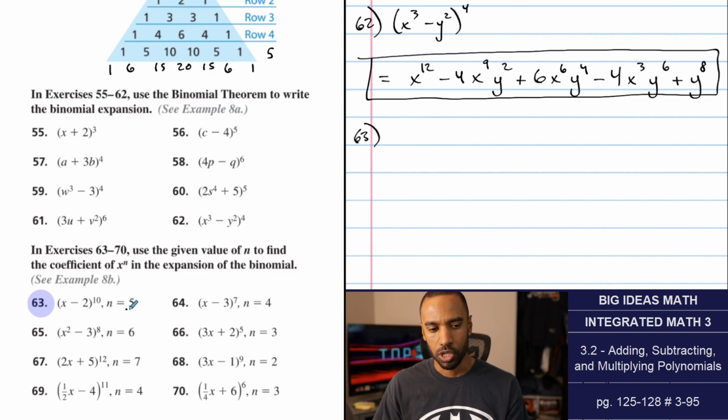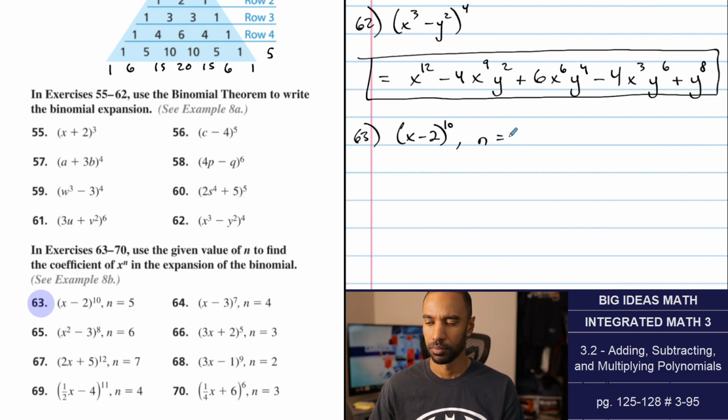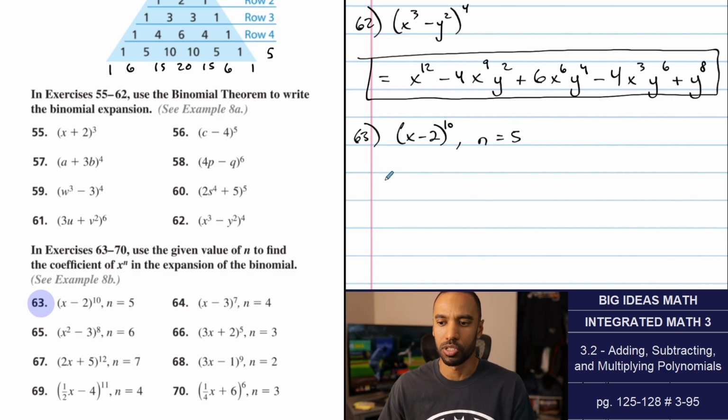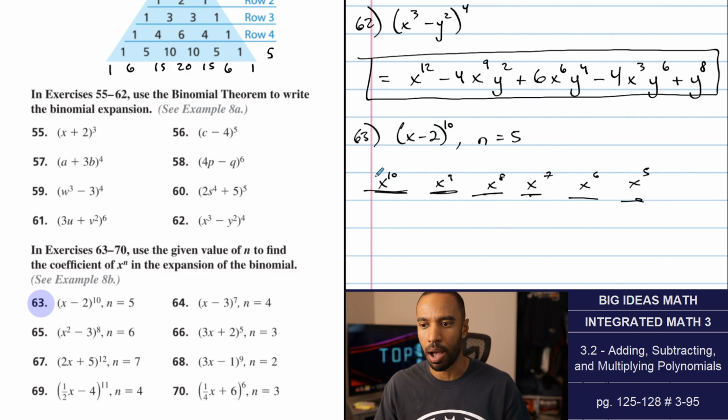Now, when n is 5, we want it to say x to the 5th power in that part of the problem. So our original problem here says x minus 2 to the 10th power. Now remember, these terms start with x to the 10th something, and then x to the 9th, x to the 8th, x to the 7th, x to the 6th, x to the 5th, right? These are different terms. Here's one term, another term, another. These go down in order, whereas the negative 2's go up in order. This is negative 2 to the 0, 1, 2, 3, 4, 5. So this is negative 2 to the 5th there as well.